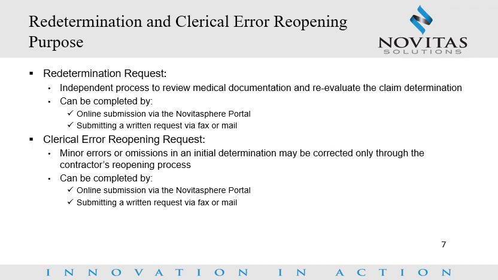A redetermination request can be completed by one of the following options: online submission via the Novitasphere portal, or submitting a written request via fax or mail. A clerical error reopening request will allow for corrections to be made on an incorrect claim submission. When a valid clerical error reopening is submitted, the claim will be adjusted or reprocessed. A clerical error reopening or claim correction can be completed by one of the following options: online submission via the Novitasphere portal, or by submitting a written request via fax or mail.